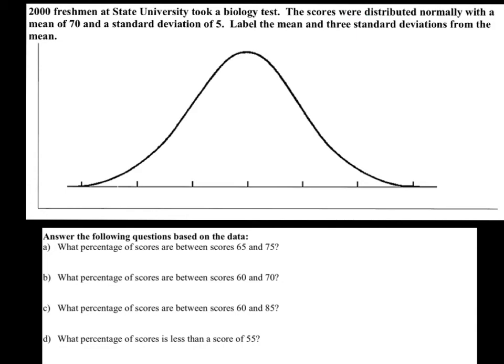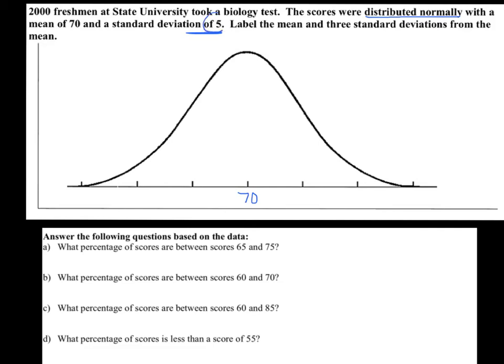All right, our last question here tonight's a real big one. It says there's 2,000 freshmen at State University that took a biology test, and the scores were normally distributed. We get very excited when we see that phrase, normally distributed, because it means we can refer to this curve. With a mean of 70, so let's put that smack dab in the middle. There's my 70. And there's a standard deviation of 5, and they want me to label not only the mean, but 3 standard deviations above and below the mean.